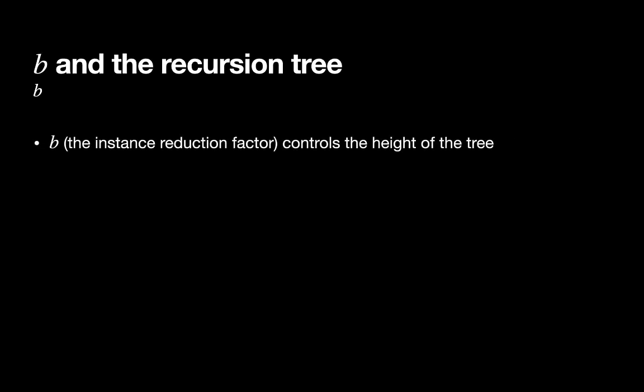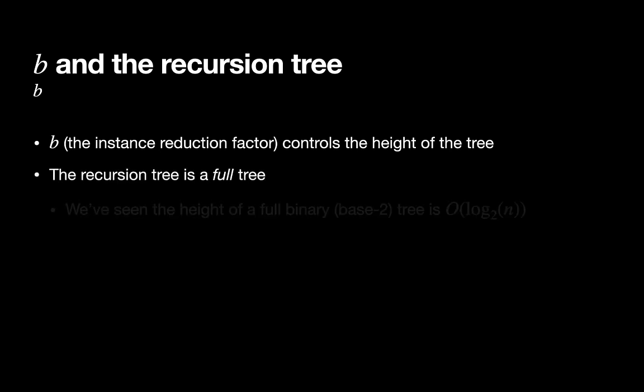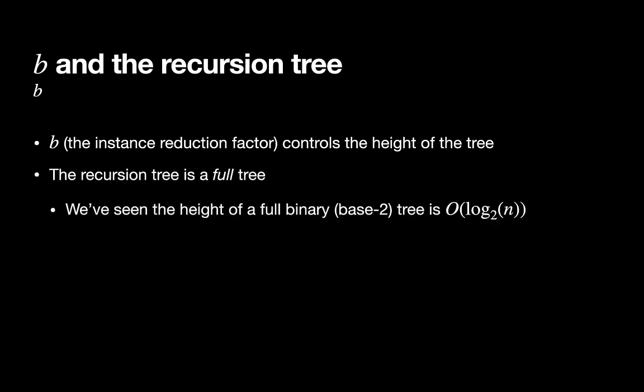Okay, so B really controls the overall height of the tree because we're dealing with discrete data. When we get down to 1 item or less than 1 item, we're essentially done. So the recursion tree is a full tree, and we've already seen that before. We've seen full trees when we were looking at binary trees, and we did some analysis when we found out the height of a full binary tree, which is base 2, is log base 2 of n.